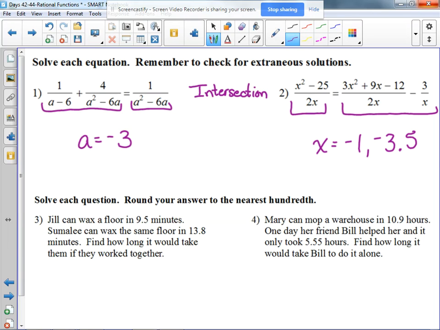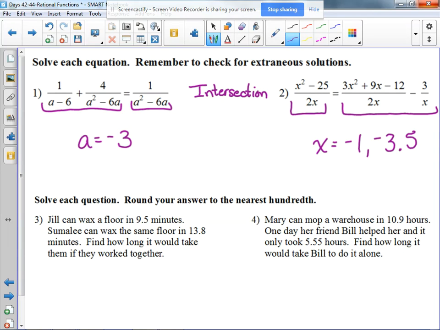for these rational equations. Sometimes you'll just have one, sometimes you'll have two. Technically, no solution is a possibility. They could never intersect, and if they never intersect, then it's no solution. But more likely, you're going to have one or two answers. All right, any questions about that?